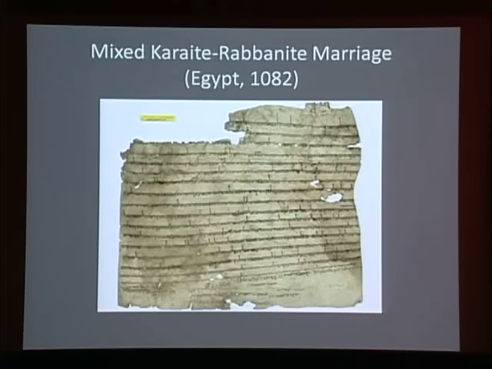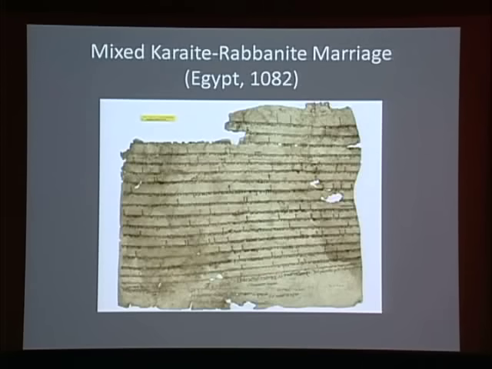The ketubah, or marriage contract, that we're looking at right now is an especially interesting example of this phenomenon. This is the marriage contract of David ben Daniel and Nasia, the daughter of Moshe HaKohen, and as you can see, it's dated 1082. The groom was a Rabbinite and the bride a Karaite, and we also have examples where the affiliations are the other way around.